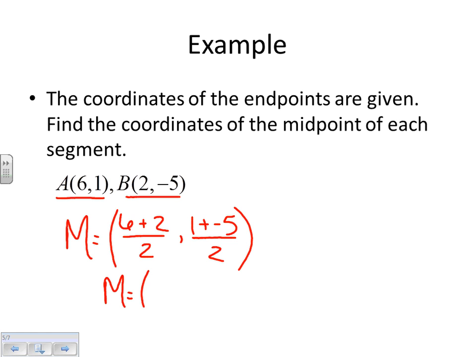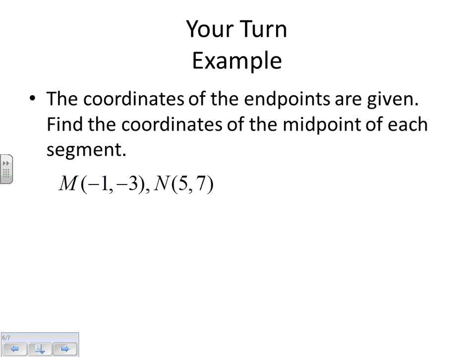So 6 plus 2 is 8 over 2. 1 plus -5 is -4 over 2. M equals (4, -2). So my midpoint between these 2 points is at (4, -2). Okay, I want you to try this one as best you can. Replay me when you're ready for the answer.